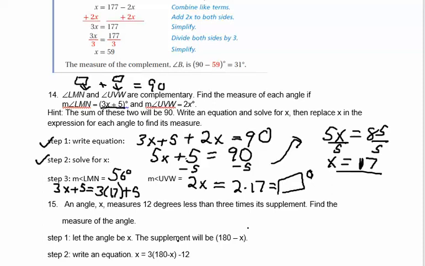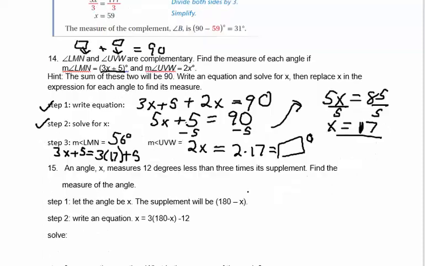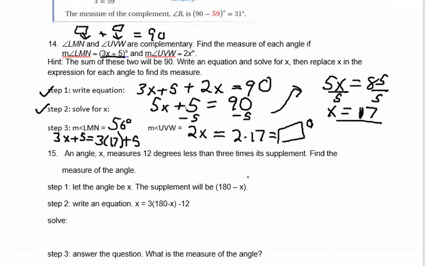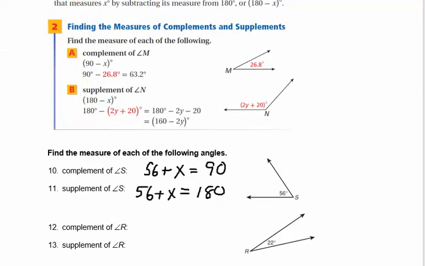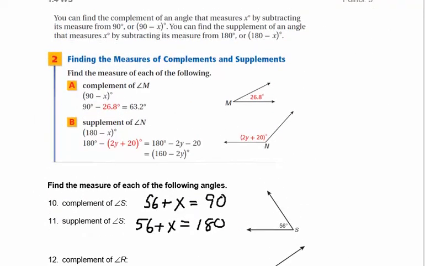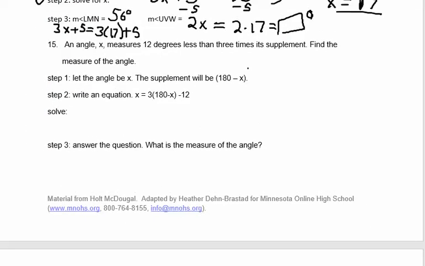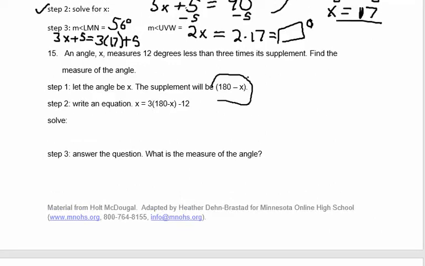That's a degree sign. Okay, let's look at another example. Number 15 says an angle X measures 12 degrees less than 3 times its supplement. All right, so up here, when we talked about complements and supplements, it said that you can use this expression for the supplement of an angle: 180 minus x. All right, 180 minus x is the supplement. Here, I also wrote it here.